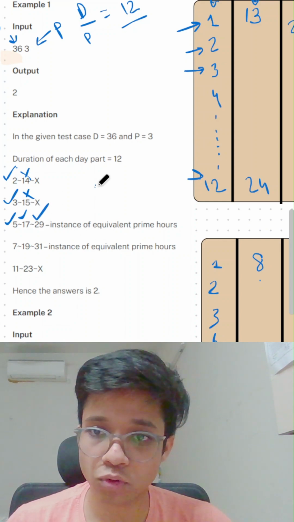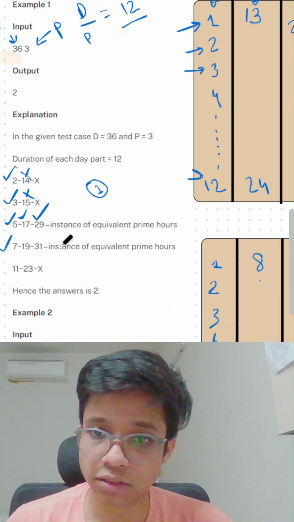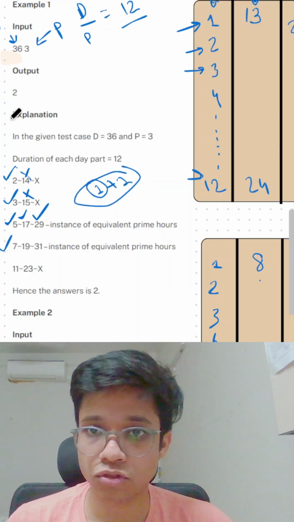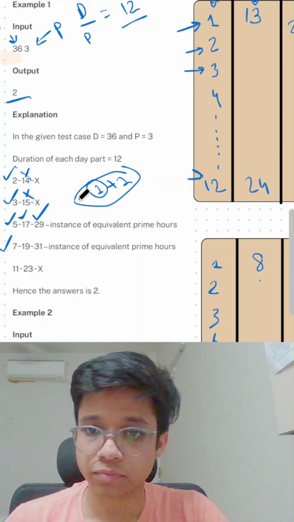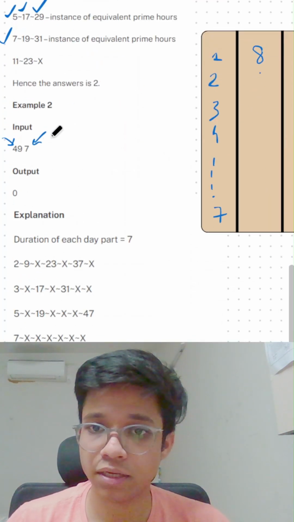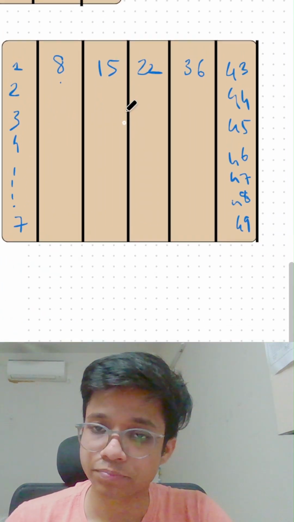So we are going to store this into a result. And then we check further, we get another such triplet. So we are going to add this and return 2 as our output. Similarly, this is D, this is P. We get 7 equals N. So we will check all of them.